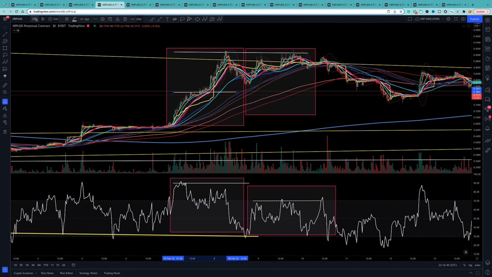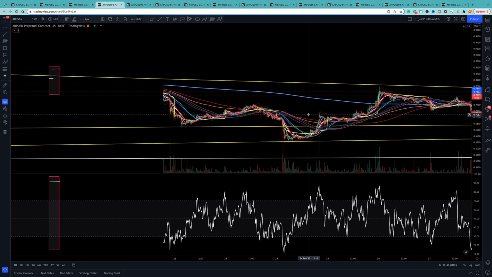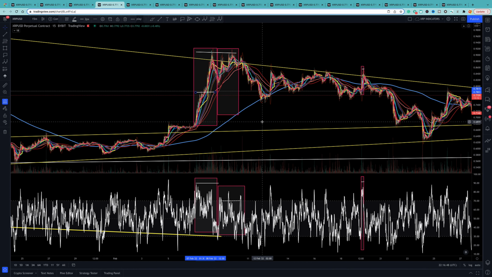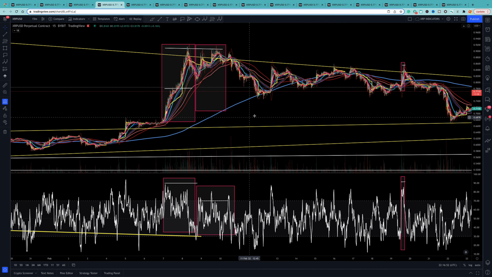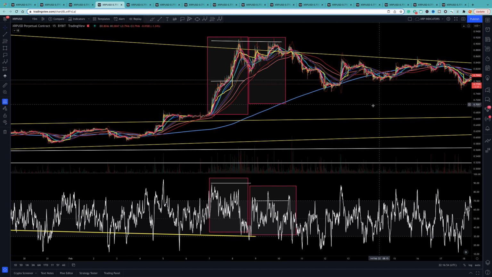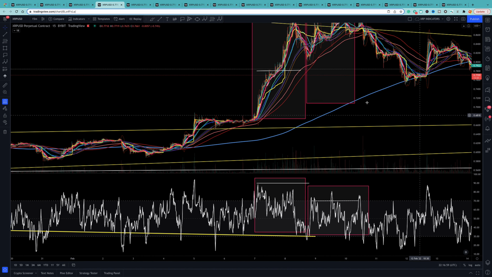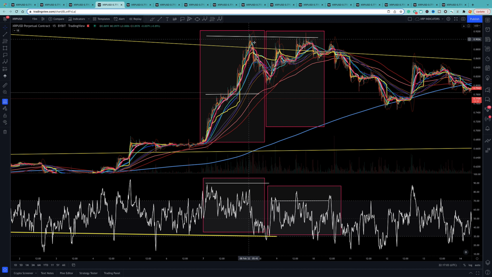So now let's see if we go into the 15. If we go into the 15, we zoom in a little bit. And if we can see it clearly on the 15, then we know we're going to see it clearly on the 5, yeah. So here's price action here.